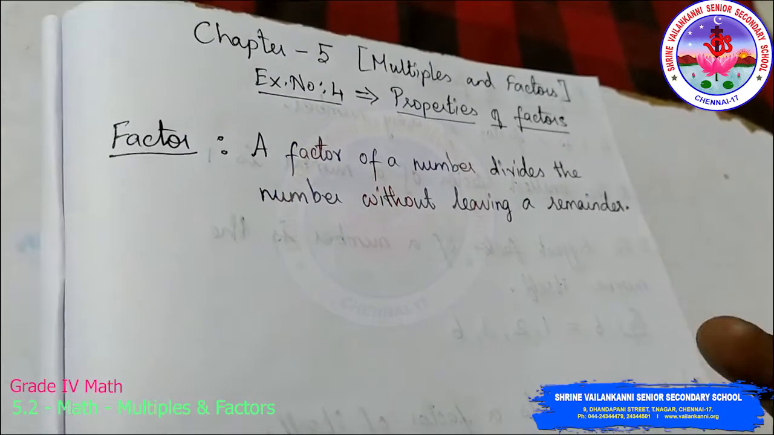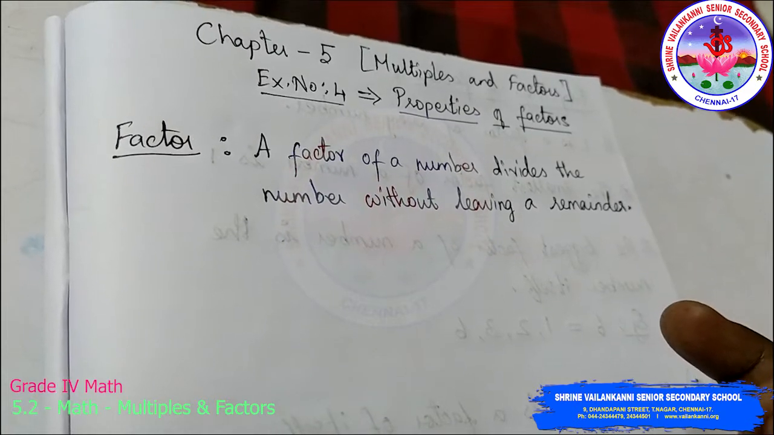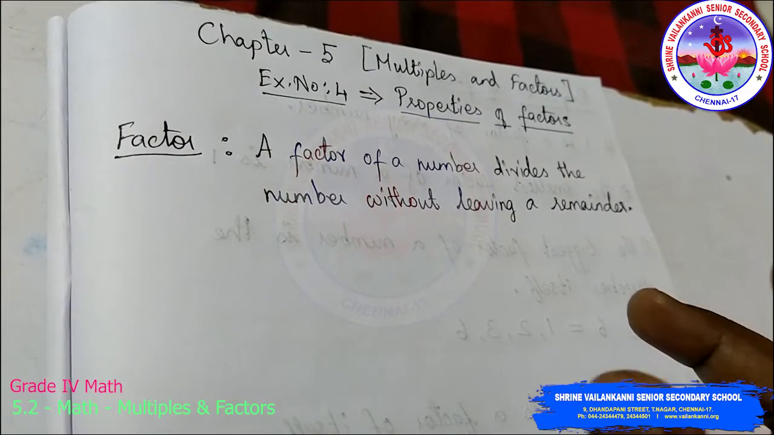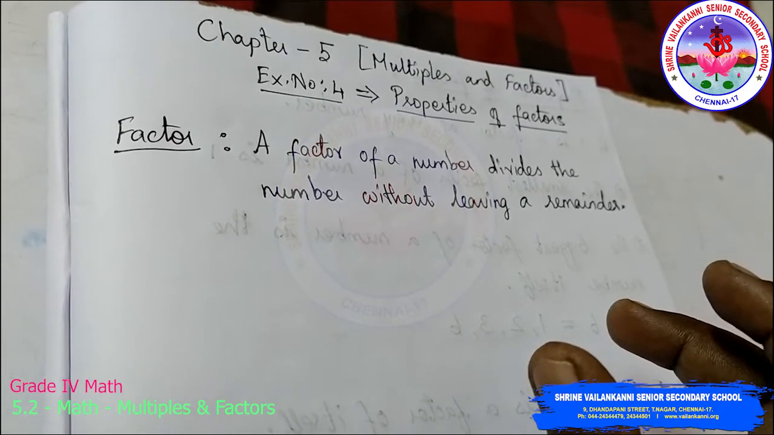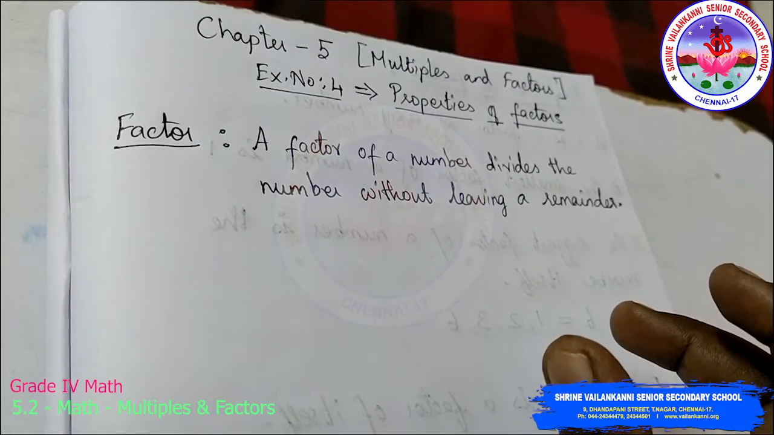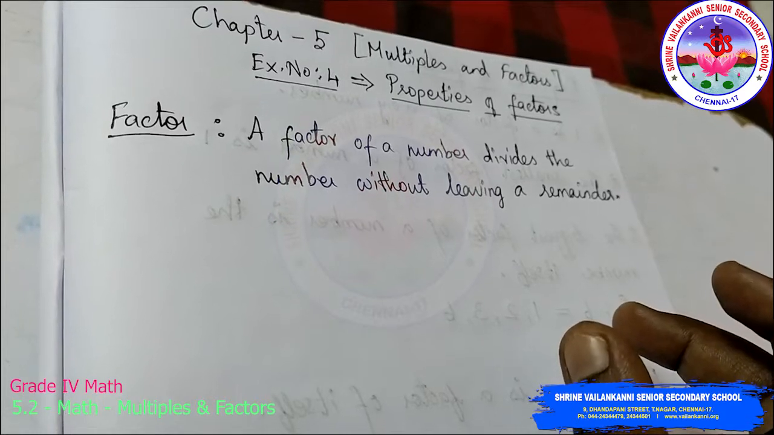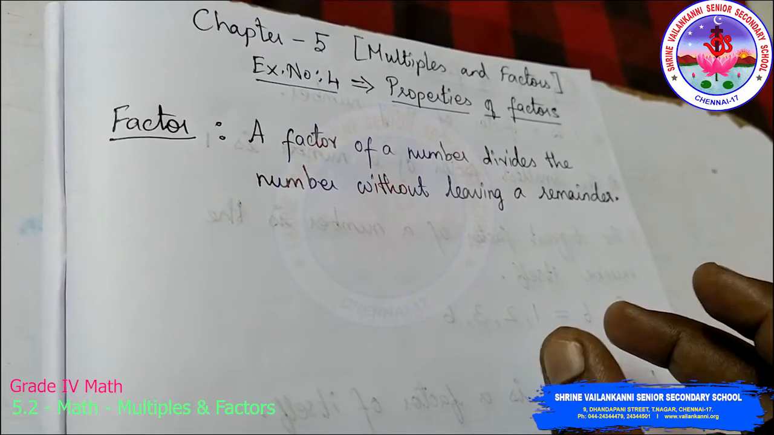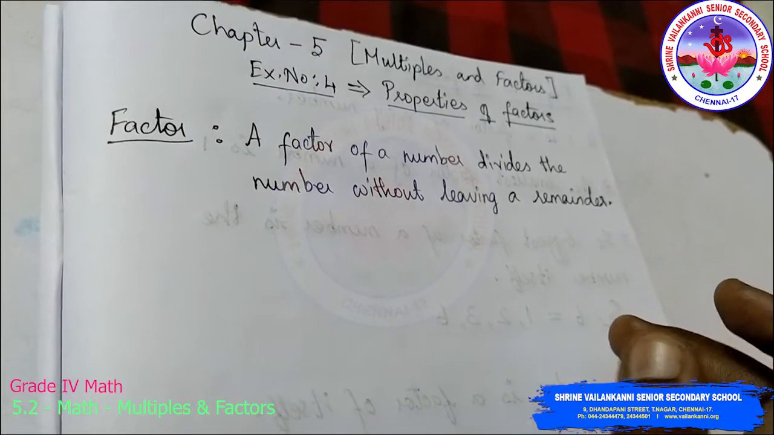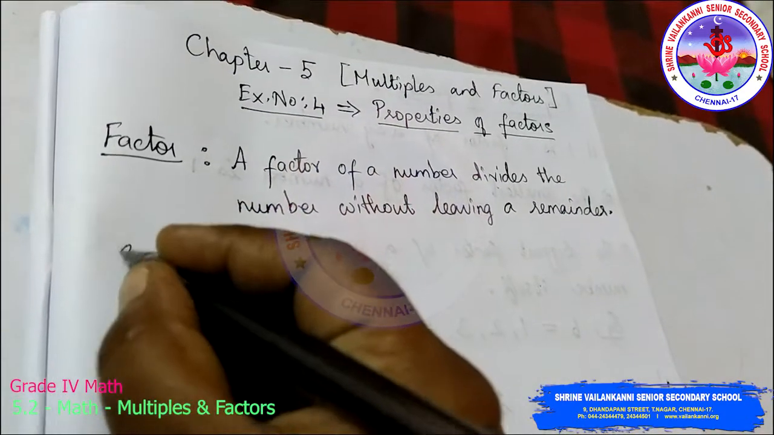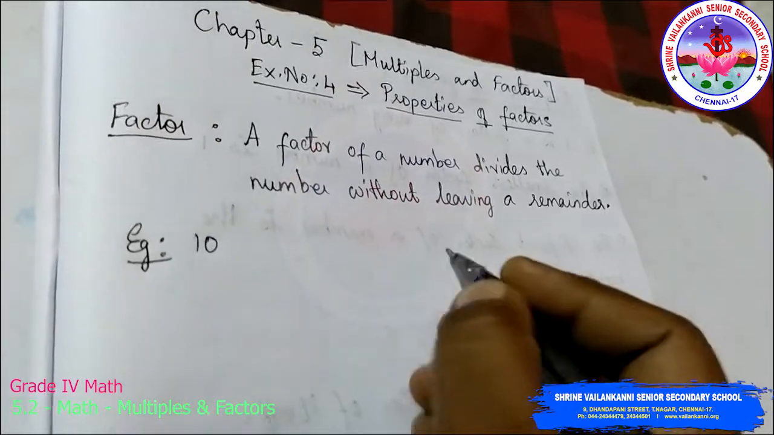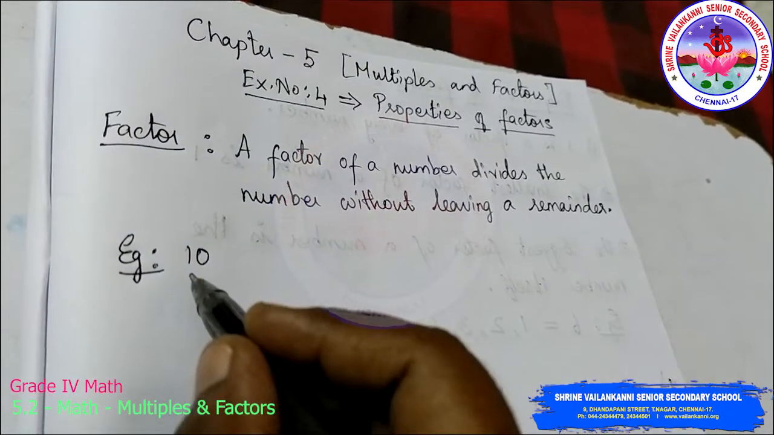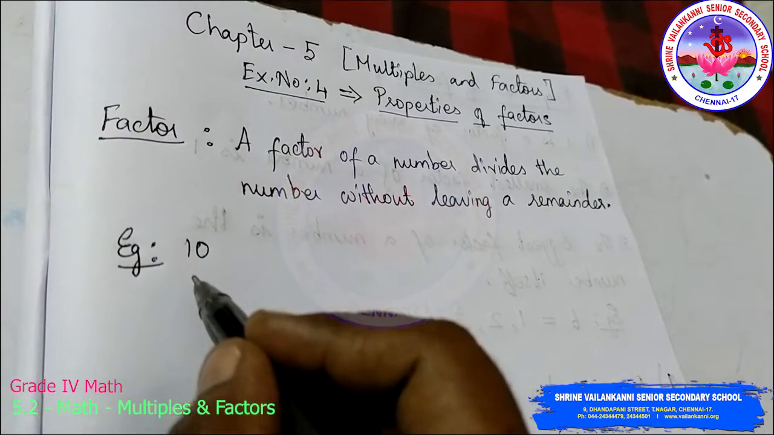That is, if you take any number and divide it by another number, and after dividing it gives you the remainder as 0, that particular number will be a factor of the number you took. For example, if I am taking 10, I have taken 10 as the example number.